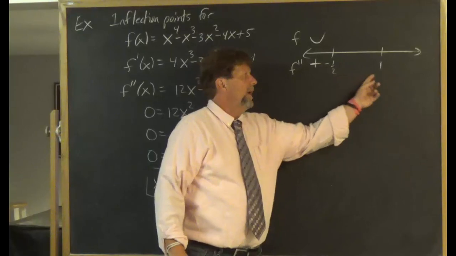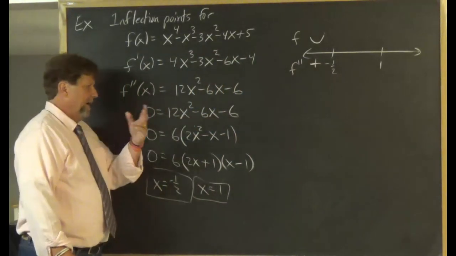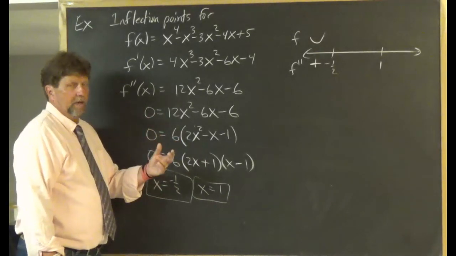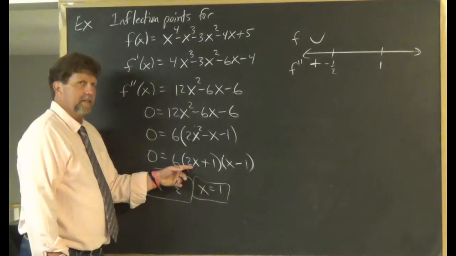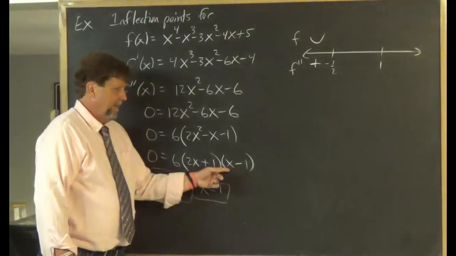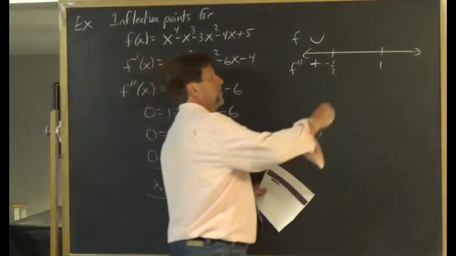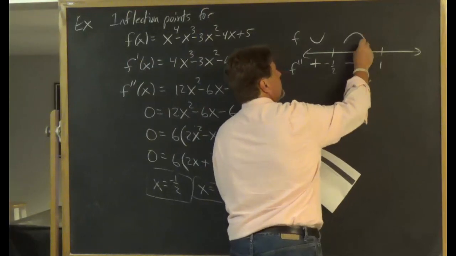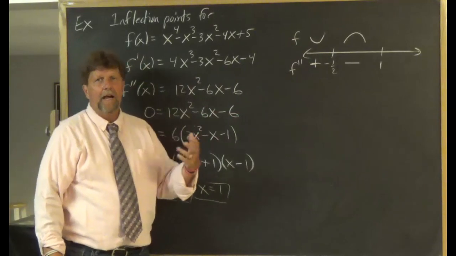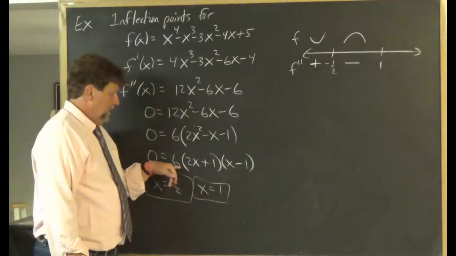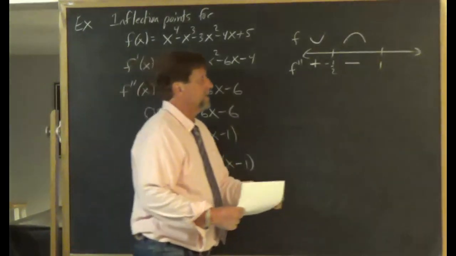The interval -1/2 to 1, I will happily pick 0. Toss 0 back into the second derivative to see what comes out. So let's see, this factor, if x is 0, would be positive. That factor's negative. So positive times negative is negative. So it's concave down. And then finally the interval 1 to infinity, I would probably pick x as 2. This factor would be positive, and that factor would be positive.